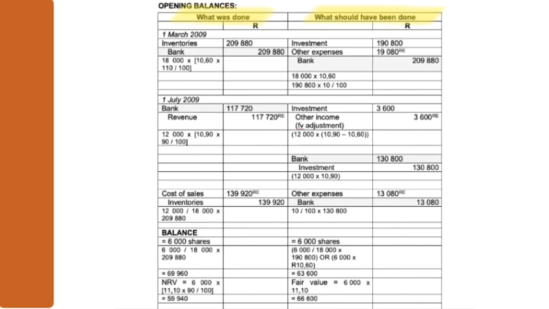So if we look at the first date, 1 March 2009, shares were acquired. What do you need to do on that date? Well, you need to recognize the acquisition. You need to know your rules. Debit the investment in shares at what amount? The fair value. Credit bank.